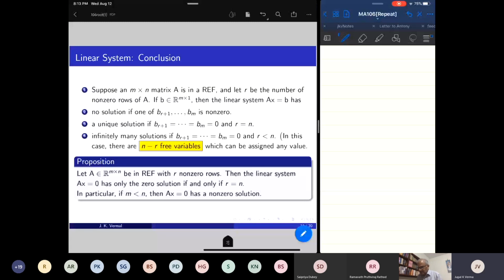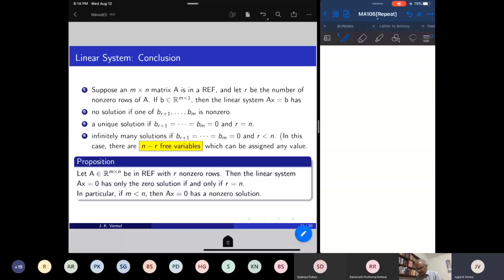So when will there be exactly one solution? If there are no free variables, that is, all variables are pivotal variables. In that case, we will get the zero solution only. And if m is less than n, that is, if the number of equations is less than the number of variables, then Ax equal to 0 will always have a non-zero solution.